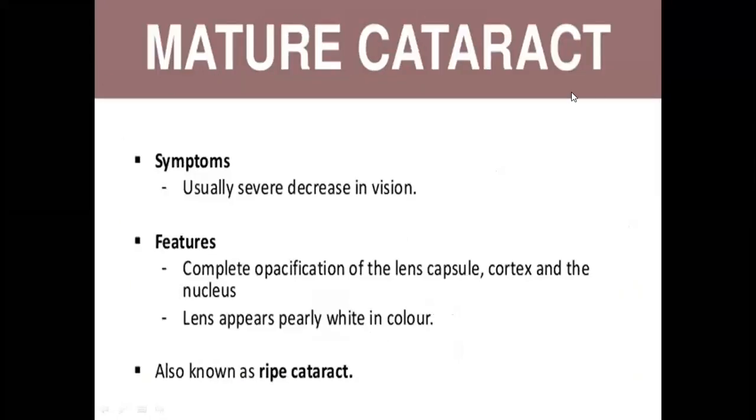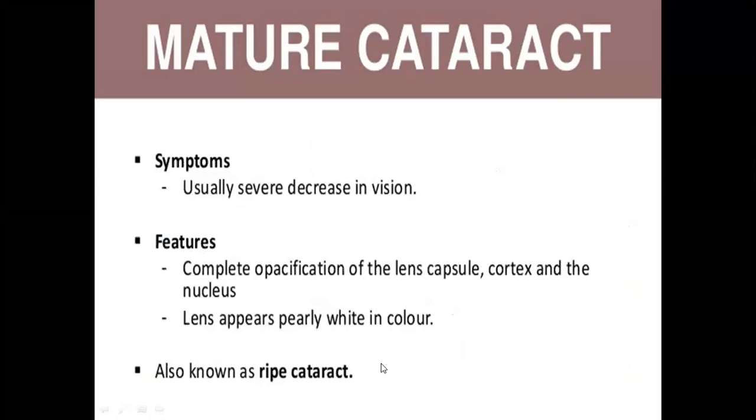So what is mature cataract? It severely decreases the vision, and the features are the complete opacification of the lens capsule, cortex, and the nucleus. Lens appears pearly white in color. अभी मैंने आपको दिखाया, pearly white in color हो जाता है. That's why it is clouded. That's why it severely decreases the vision.